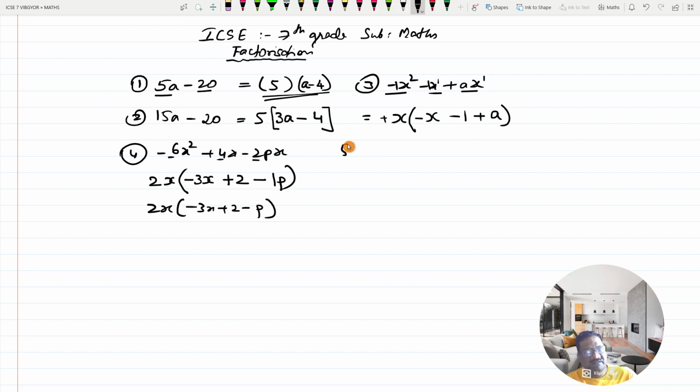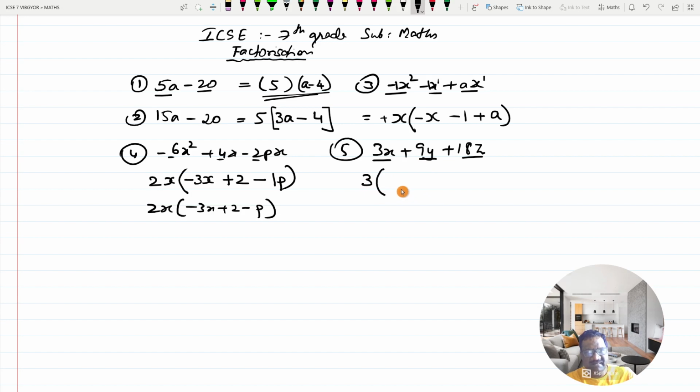Fifth one is 3x plus 9y plus 18z. Now here in these three terms, the numbers are 3, 9, and 18. So 3 will be the highest common factor that you can remove out. And x, y, and z, in variables, nothing is common. So nothing in variables can be removed out. So just 3 is something which you can remove out as common.